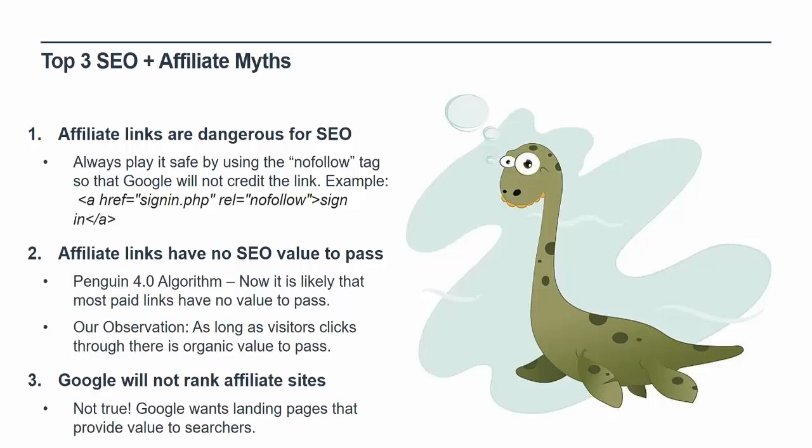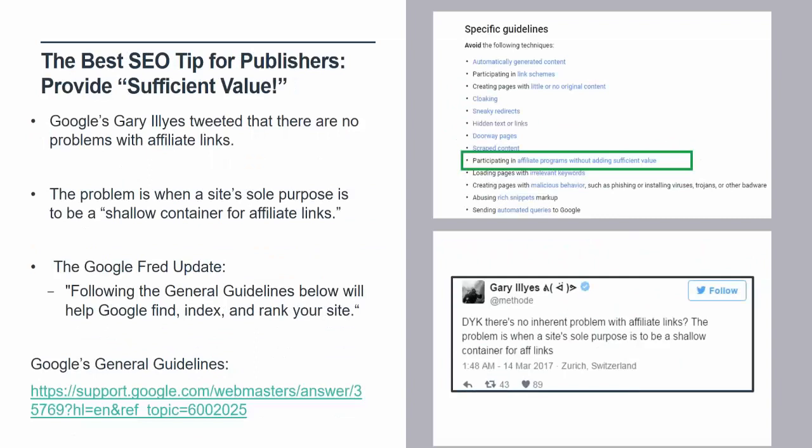The third myth: Google will not rank affiliate sites. You know what I have to say to that? What about Slickdeals? What about RetailMeNot? These are giant domains that have the same strategy as you and I do. But it all comes down to, on your landing page, are you providing sufficient value that Google wants to send its searchers, its users, to your website. That really is the name of the game.